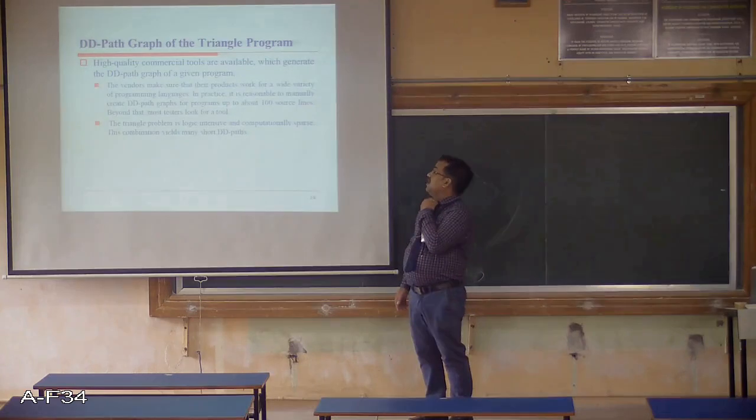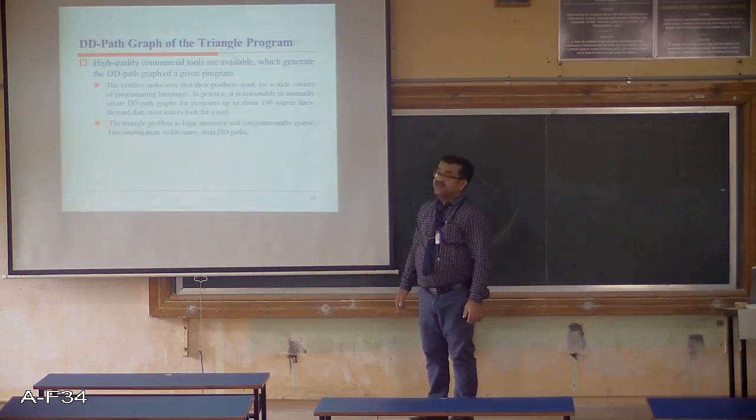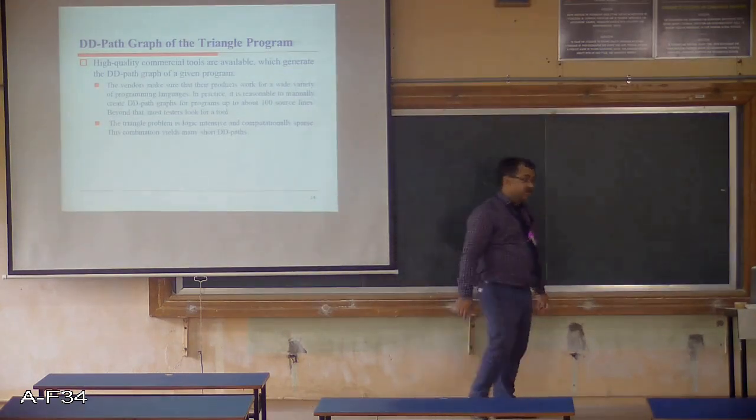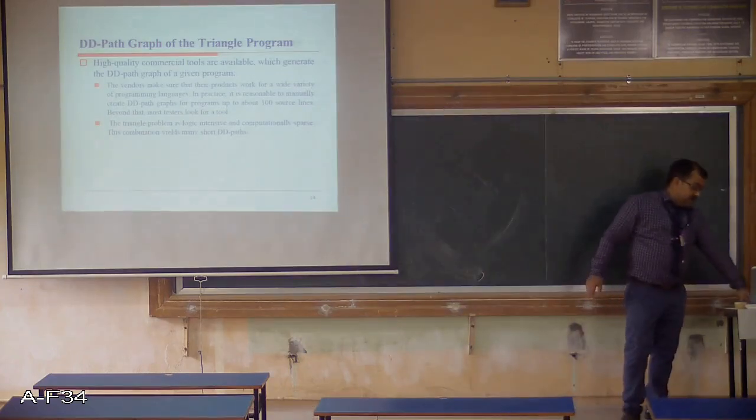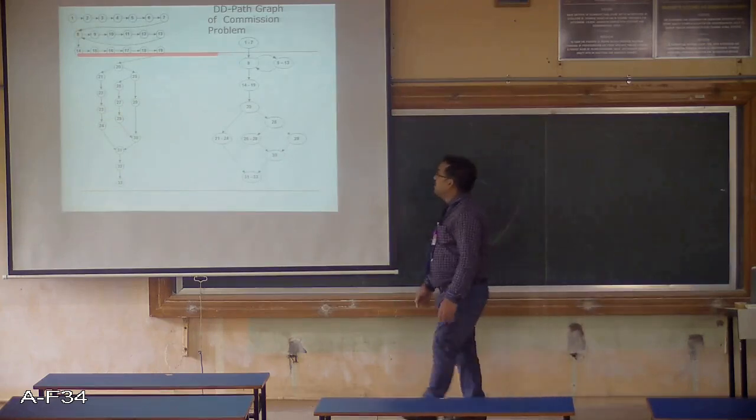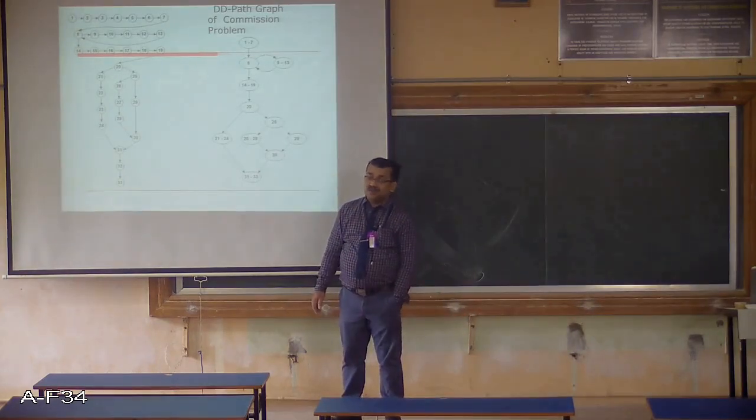Since the Triangle problem is logic intensive and computation is weak, it is basically a combination of some short DDpaths, so we don't get a lot of reduction there. So take another example here. This is the commission problem, the path graph of a commission problem. In software engineering textbooks, you find what a commission problem is.